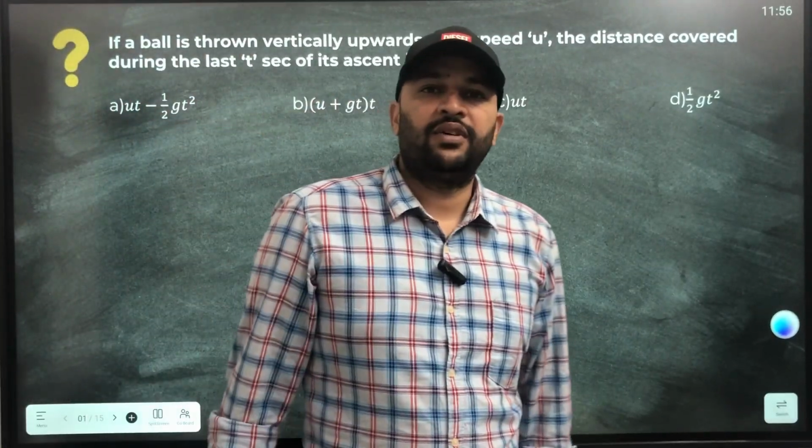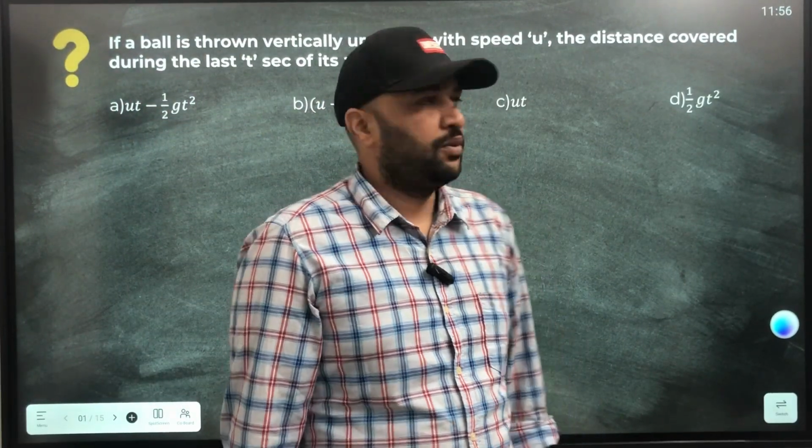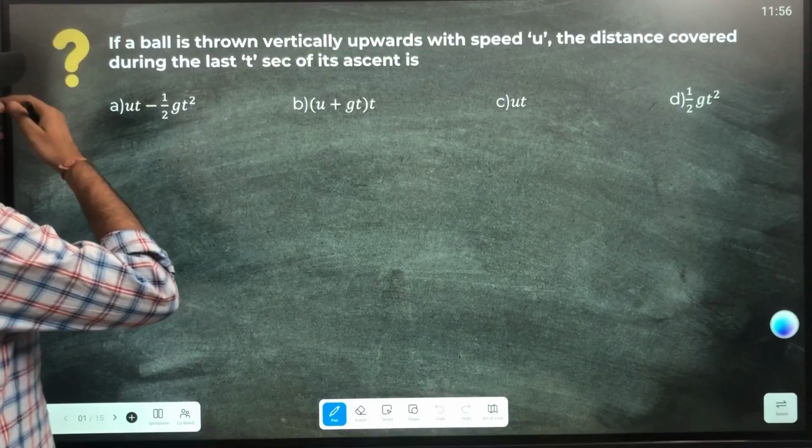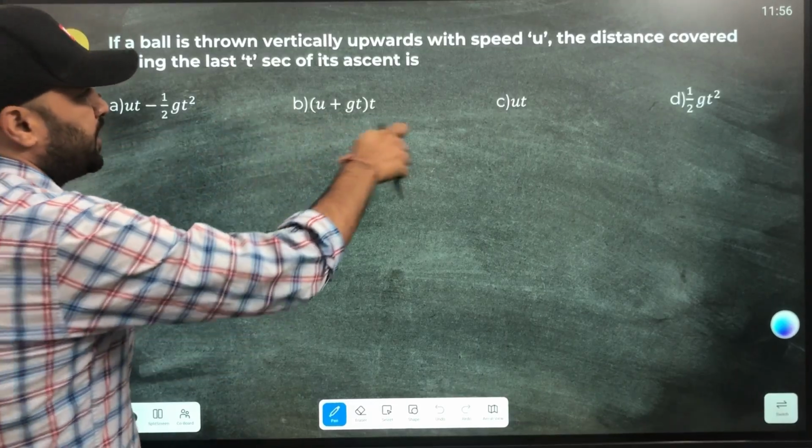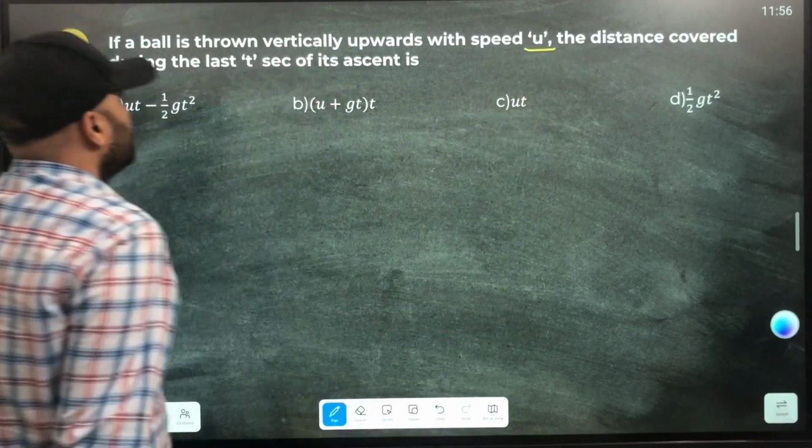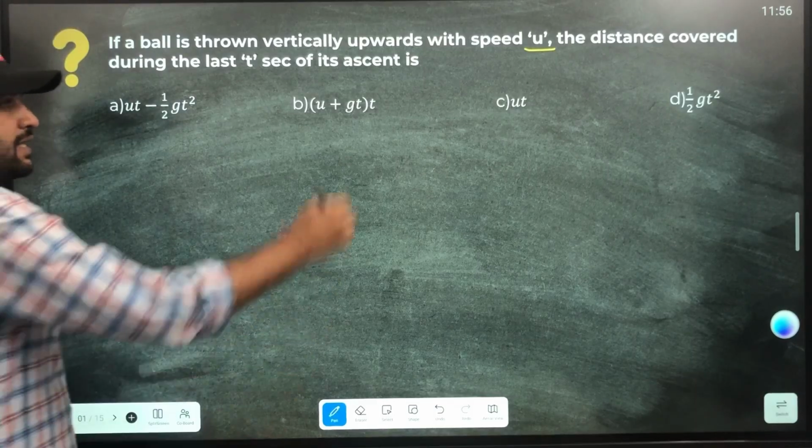So let's continue with this series on NEET PYQ. Our next question here is, if a ball is thrown vertically upward with the speed u, the distance covered during the last t seconds of its ascent.